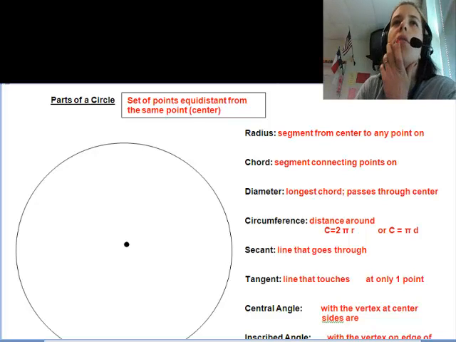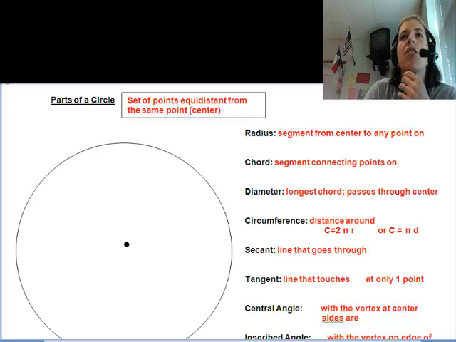Okay, so this video is going to be about parts of a circle. This is one of my favorite parts of geometry. I love working with circles. I don't know, it's so neat to me how things work together. And basically we're just going to focus on the vocab.